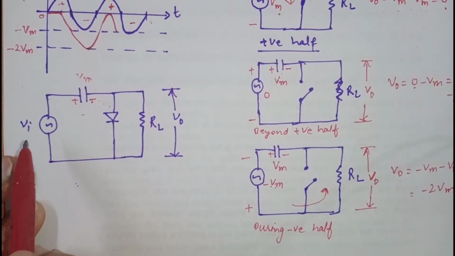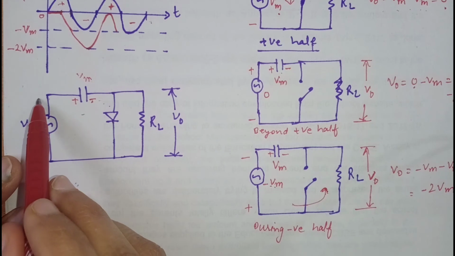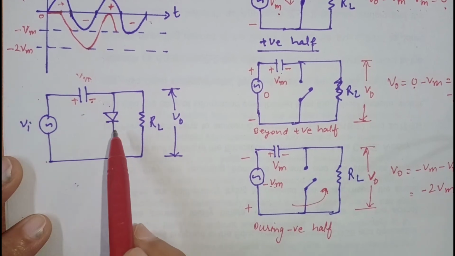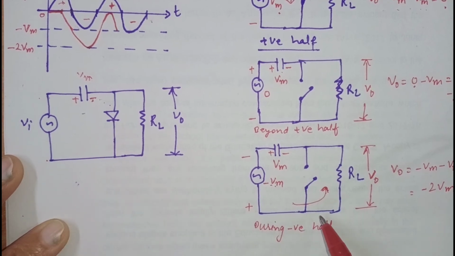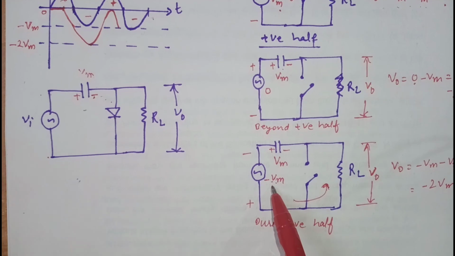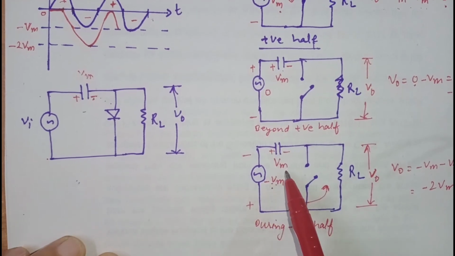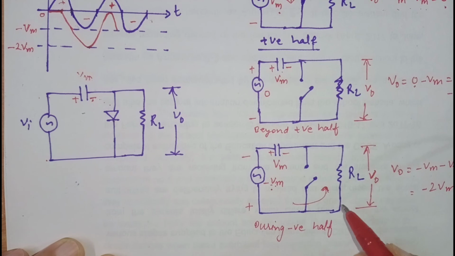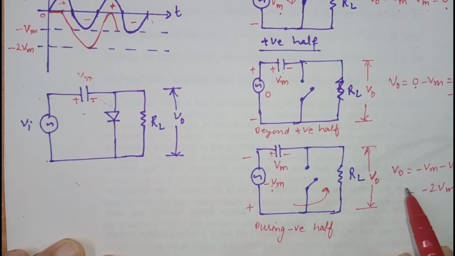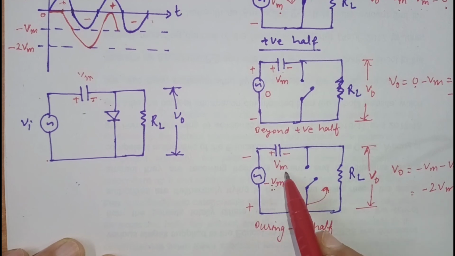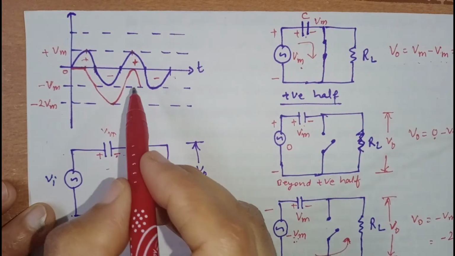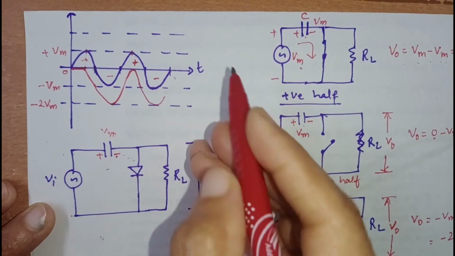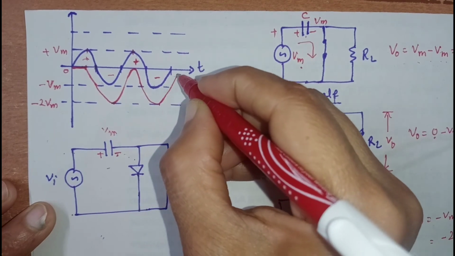Now again during negative half cycle, this terminal is negative and this terminal is positive, so it will be reverse biased, and the equivalent circuit will look like this. Here the voltage is minus Vm because it is negative peak, and this is already charged to Vm. So at this instant of time, the output voltage will be equal to this minus Vm plus this minus Vm, that is equal to minus 2 Vm. So the output waveform will look like this one. Again the cycle will follow this path.